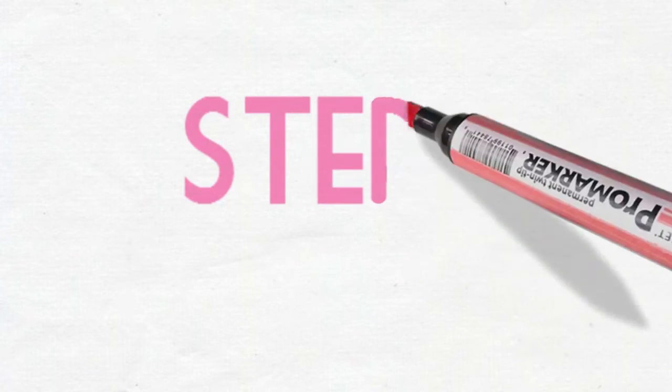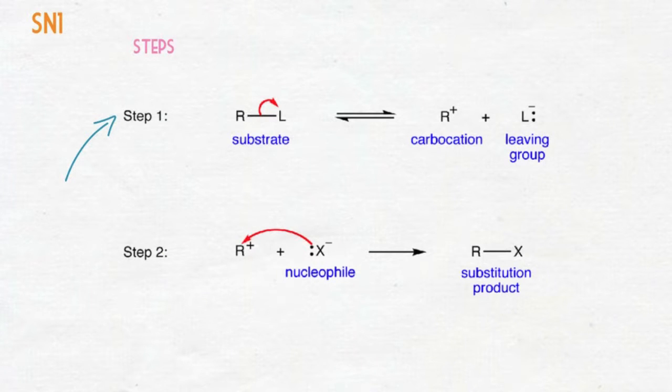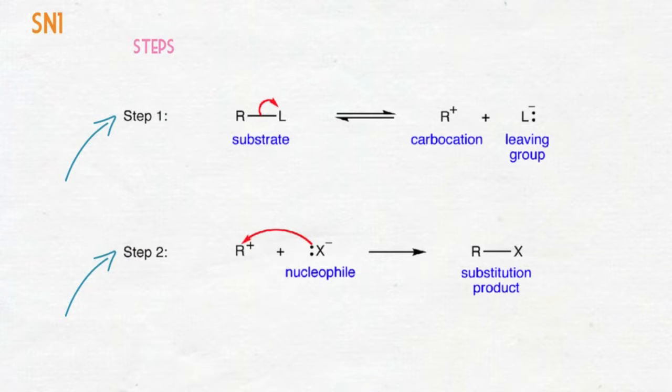SN1 is a two-step unimolecular mechanism. The first step involves the cleaving of the C-Cl bond, forming a halide ion and a trigonal planar carbocation intermediate. Due to its planar structure, the nucleophile can attack the carbocation equally from above and below the plane, hence forming a racemic mixture if the reaction started off with a single enantiomer of an asymmetric molecule.